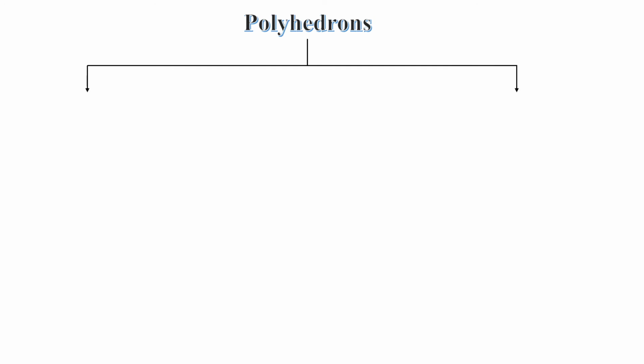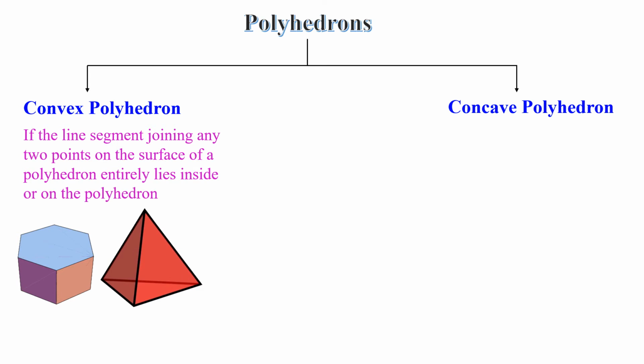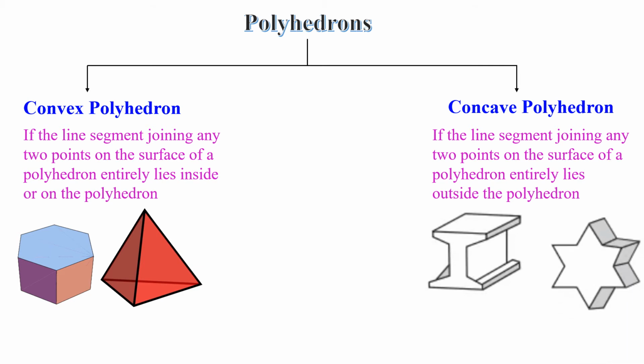A polyhedron can be divided into 2 types, called convex polyhedron and concave polyhedron. If the line segment joining any 2 points on the surface of the polyhedron lies entirely inside or on the polyhedron, it is called a convex polyhedron. For example, a hexagonal prism and a triangular pyramid are examples of convex polyhedrons, whereas if the line segment joining any 2 points on the surface of a polyhedron lies outside the polyhedron, it is called a concave polyhedron. The example is given below.